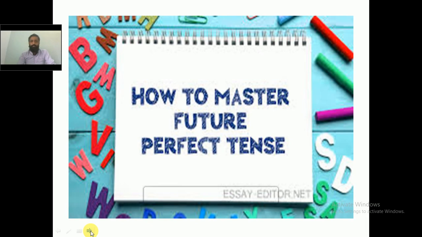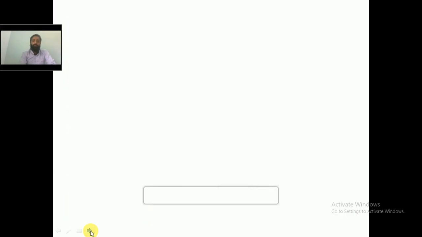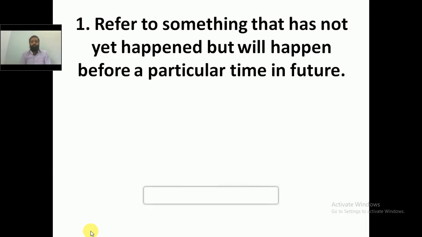Now move on to the next, and that is future perfect tense. When and where to use the future perfect tense. Take the first usage. Refer to something that has not yet happened, which means you are referring to something that has not yet taken place but will happen before a particular time in future. The action is going to happen sometime in the future before a particular time, which means there is a definite time. By that definite time, that particular action is going to happen.